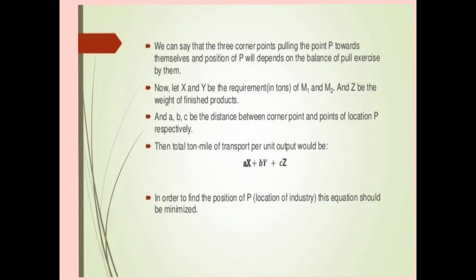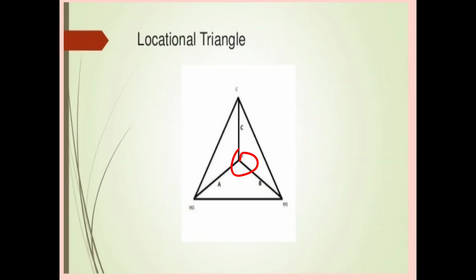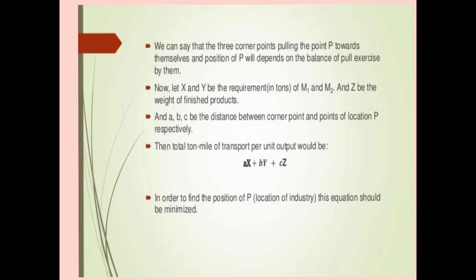So now let X and Y be the required weights of M1 and M2, and Z will be the weight of finished goods. And A, B, C will be the distances between the corner points and the point of location P respectively. The total ton-miles of transport per unit of output would be AX plus BY plus CZ. In order to find the position of P, the location of industries, this equation should be minimized.